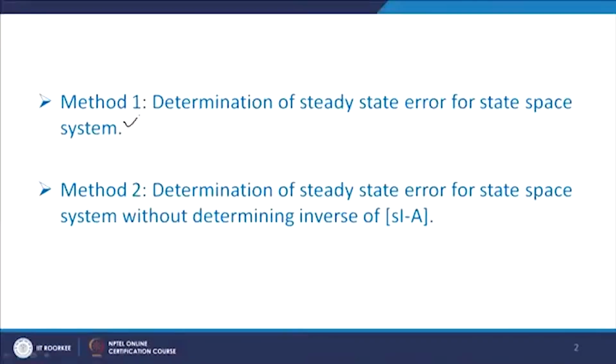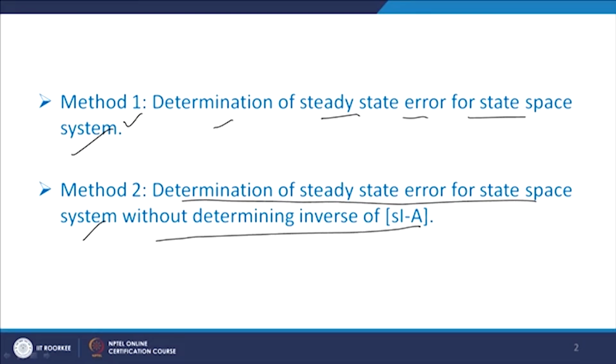Now we start with the steady state error for state space system. In this we will study two methods. Method 1, determination of steady state error for state space system. Method 2, determination of steady state error for state space system without determining the inverse of sI minus A.